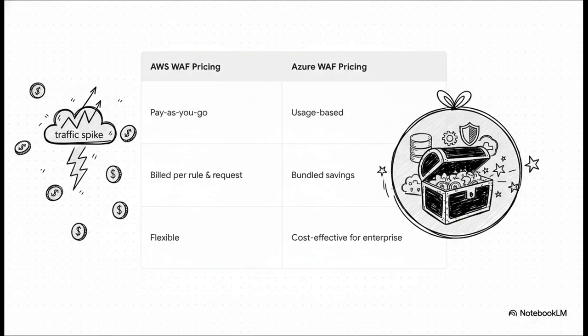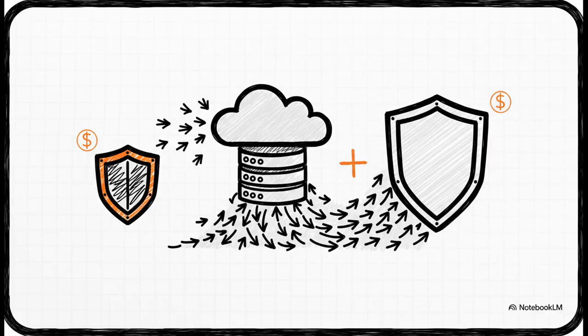If you're an enterprise already using a bunch of Microsoft stuff, it can be really cost-effective. And here is a super critical distinction you have to know about in the AWS world. AWS WAF is amazing at stopping application attacks. Think of someone trying to trick your login form into giving up data.